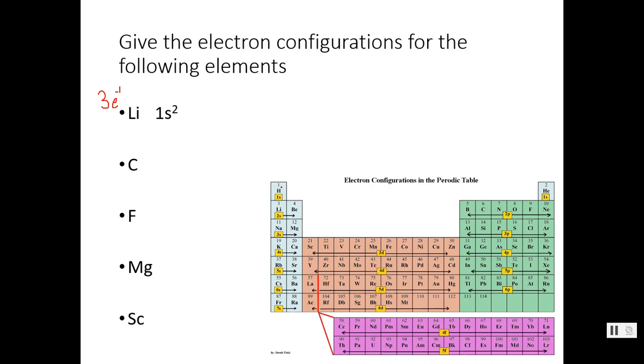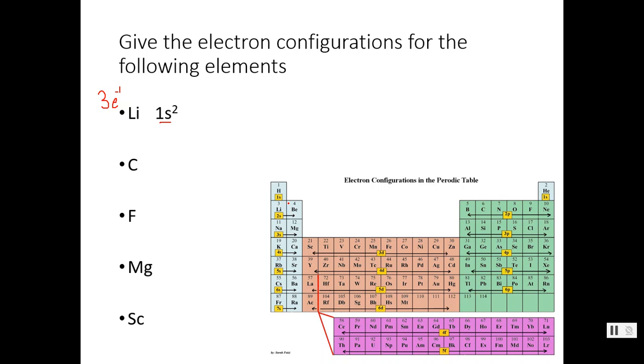So I have to start with 1s1, 2. So I have 1s2 to start my electron configuration. But if I just left it as 1s2, that'd be helium, right? I need to get to lithium, which has 3 electrons. Right now I just have 2. So I have 1 more electron to place.